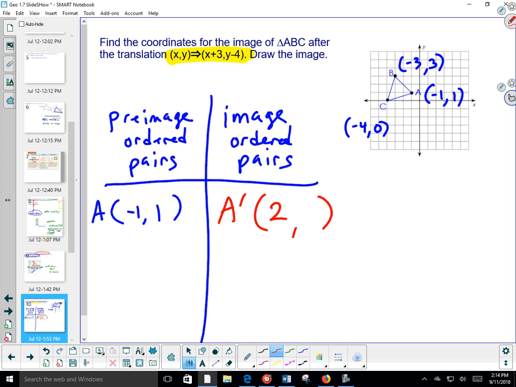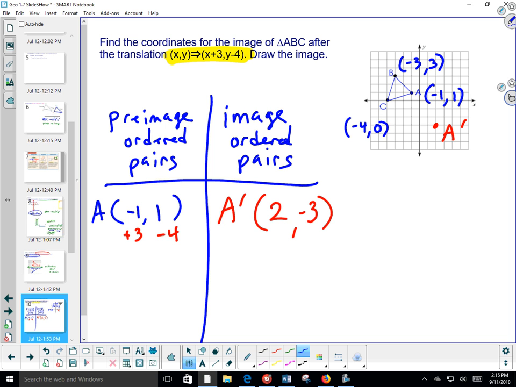Oh, how did you get 2 and how did you get negative 3? Because when you do negative 1 plus 3 is 2, so we have to add 3 to the x, and then you had to do what? 1 minus 4. Minus 4 from the y. So 1 minus 4 gives us negative 3. So that gives us A prime, right? Which is at 2, negative 3, right here, is A prime.